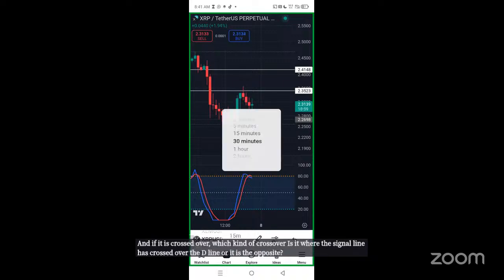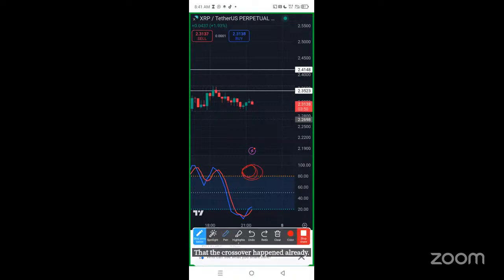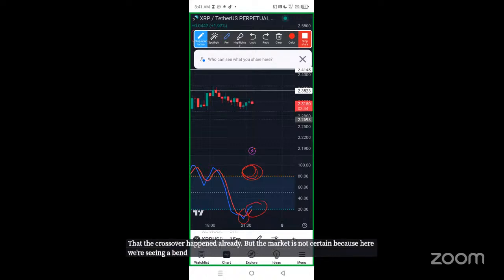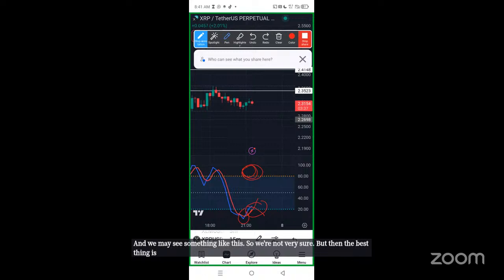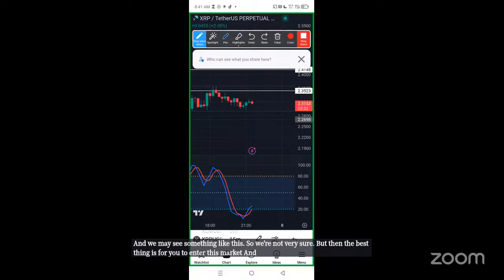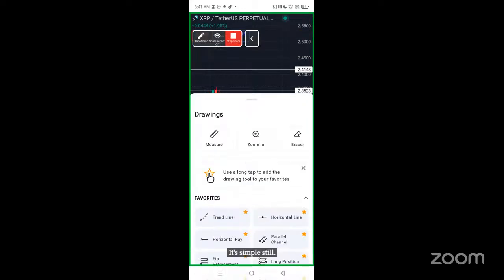Let's go there. Do we see that? The crossover happened already, right? But the market is not certain, because here we're seeing a bend towards the red line again, and we may see something like this. So we're not very sure. But the best thing is for you to enter this market based on this crossover that has already happened, because in the higher time frame there's a likelihood of that happening. It's still simple.